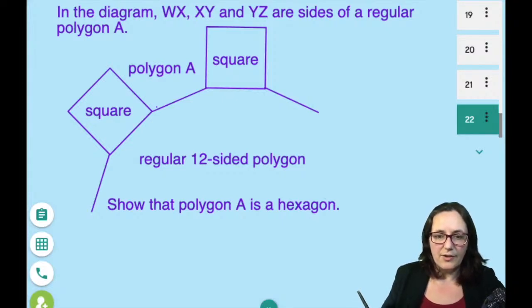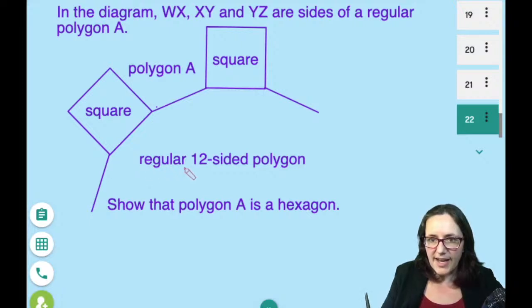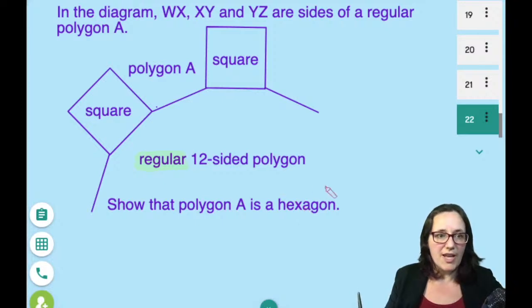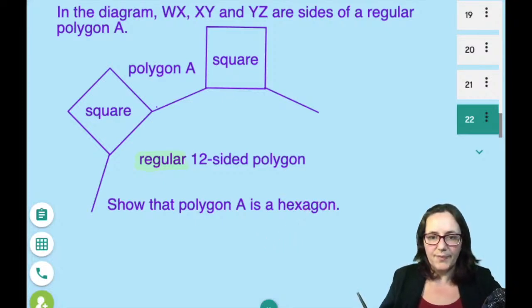Before I get started on that, there's a few key words that it would be good to draw attention to. So here it says that this is a regular 12-sided polygon. Because it says it's regular, we know that all the angles inside that shape are going to be the same size. They've not drawn all 12 sides on. There's no need. They've told us that it's a polygon with 12 sides.